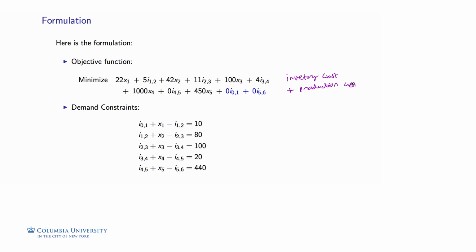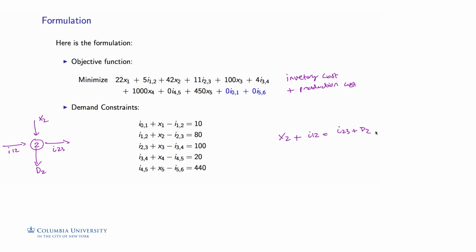So let's start with the balance constraints. These are the demand constraints. Let's consider, for example, node 2. In node 2, you have I12 coming in, you have the demand at period 2, and you also have what you're producing at period 2, and then you have the inventory I23. The balance constraints say that, similar to network problems, for each node what's coming in should be equal to what's coming out. So we should have x2 plus I12 is equal to I23 plus demand at period 2.